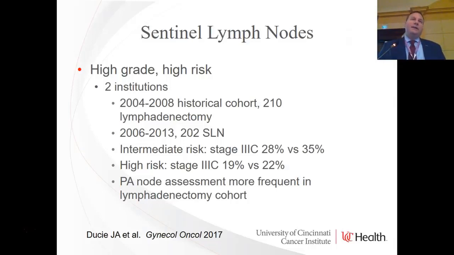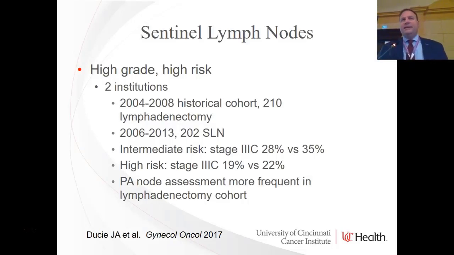There are a couple of studies looking at not-low-risk patients. This is a group of patients that were determined to be high-grade, high-risk. Investigators at Memorial Sloan Kettering took a historical cohort from the Mayo Clinic that had been published, 210 patients who had complete lymphadenectomy, pelvic and periaortic, not necessarily a high-risk cohort but all comers, and then looked at a group of 202 patients who were assessed by sentinel lymph node assessment at Sloan Kettering over a period of time from 2006 to 2013.